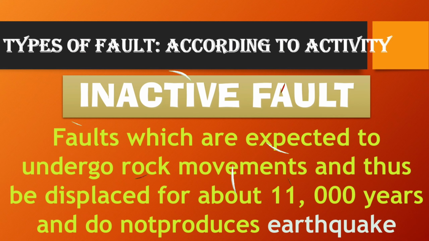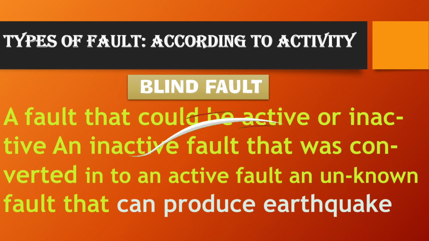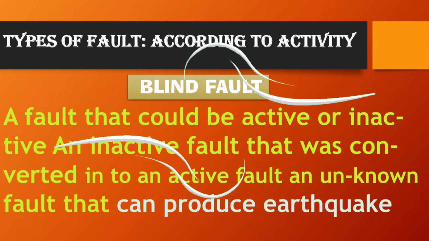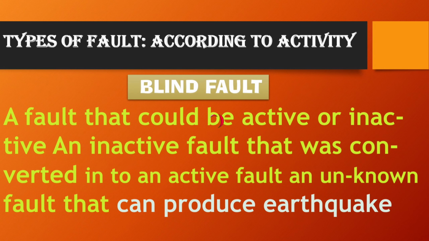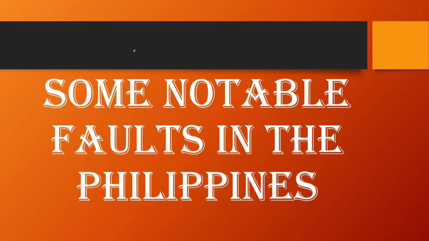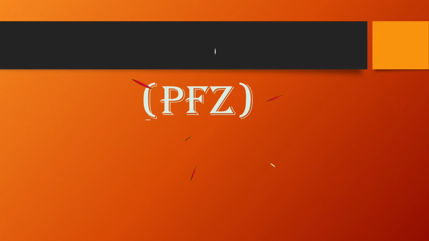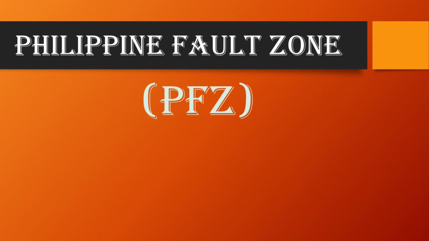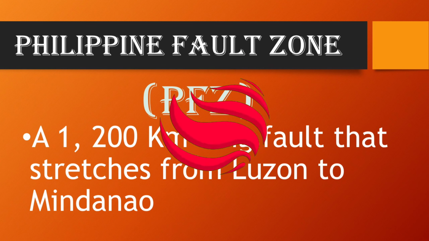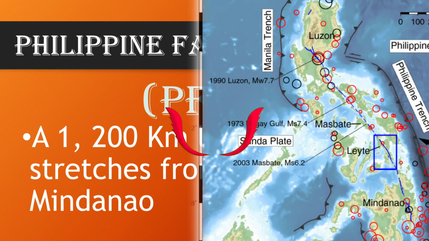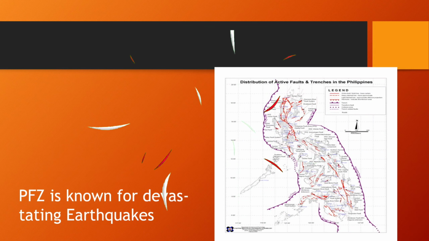The last type of fault according to activity is the blind fault, a fault that could be active or inactive fault, can be converted into an active fault or unknown fault that can produce earthquake. Some notable faults in the Philippines. Philippine Fault Zone, a 1,200 kilometer long fault that stretches from Luzon to Mindanao. The Philippine Fault Zone, the largest system fault in the Philippines.